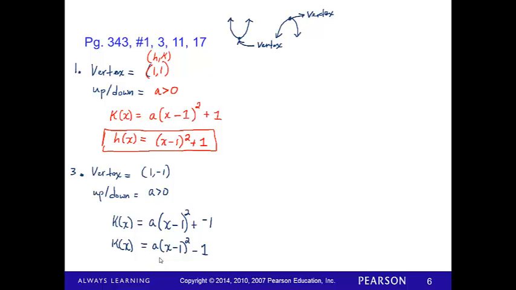Out of all of our choices, we should agree with j, right? So this answer is equal to j of x, and j of x was (x - 1) squared minus 1.